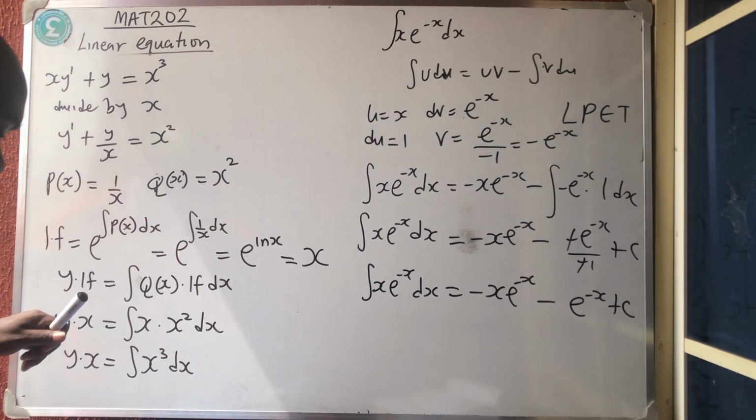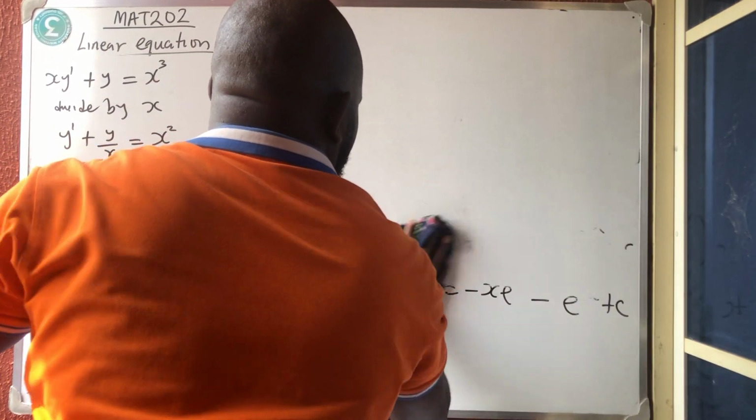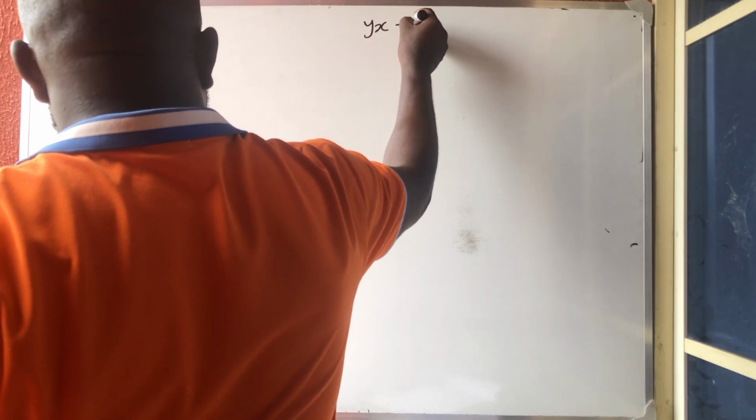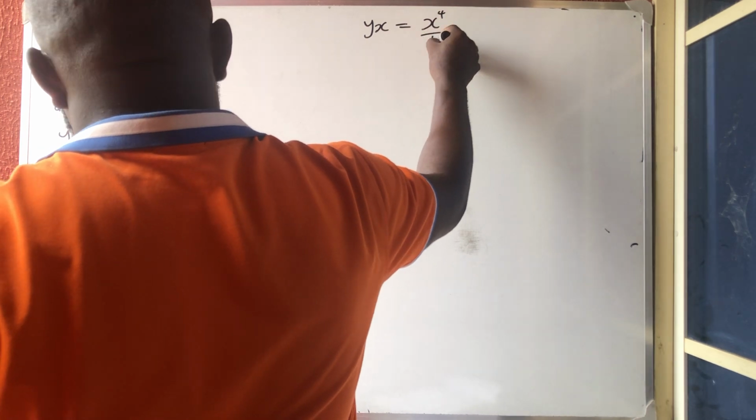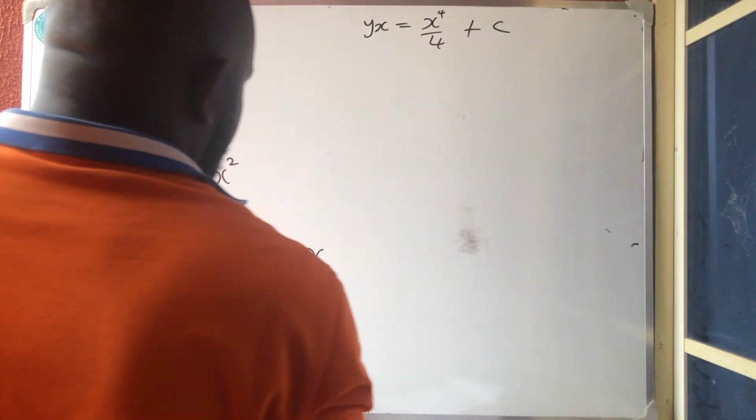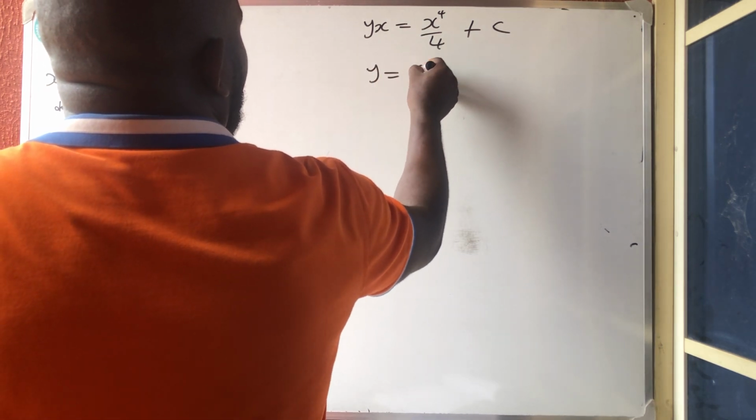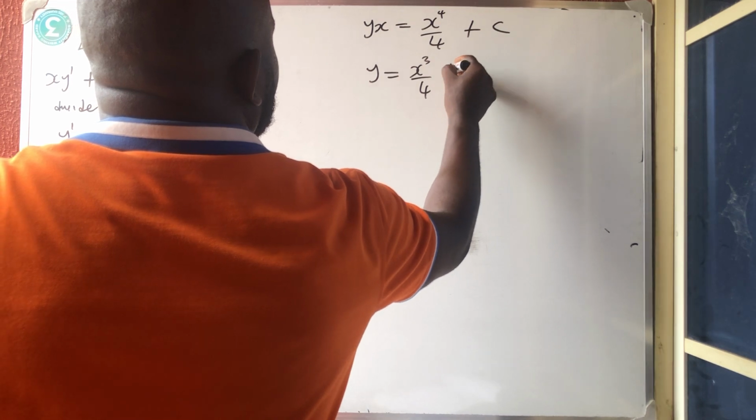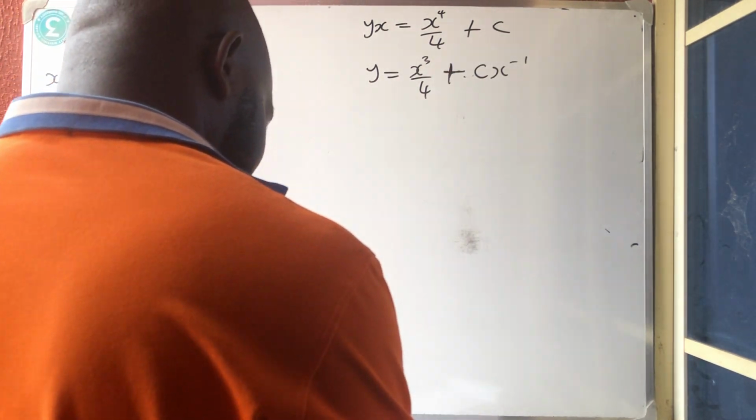So the final solution becomes yx is equal to x raised to power 4 over 4 plus a constant. If you divide everybody by x, I'm having y is equal to x raised to power 3 over 4 plus c x raised to power minus 1. So that is that for that.